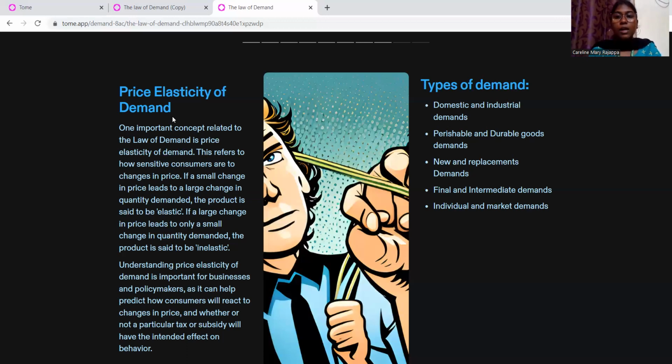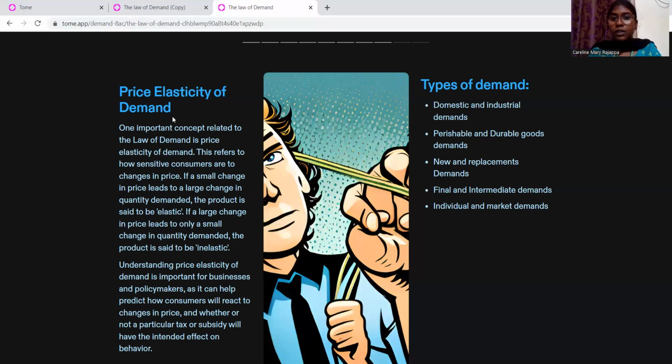Perishable and durable good demands. Perishable and durable explains the time expectancy of a particular product. If the time expectancy is very high, then it is a durable good. And if it is perishable, then the time expectancy is very low. New and replacement demand. If an individual buys a new product, then that is a new demand. If the product he or she has bought is replaceable, then that is a replacement demand.